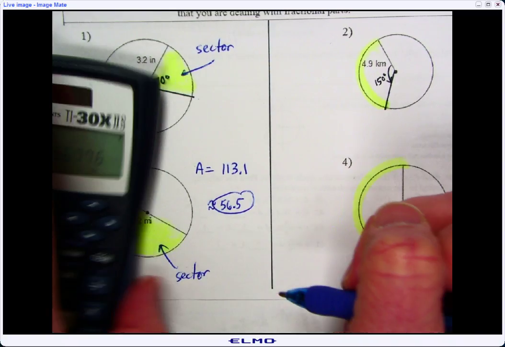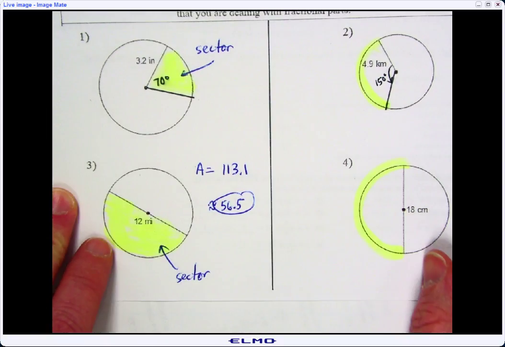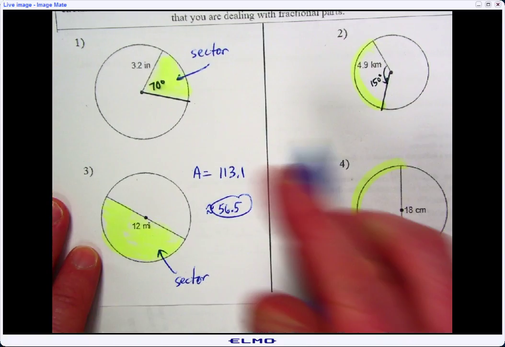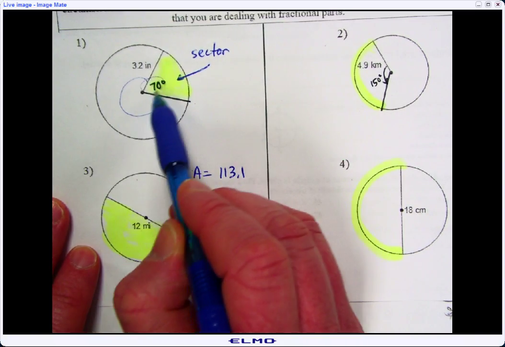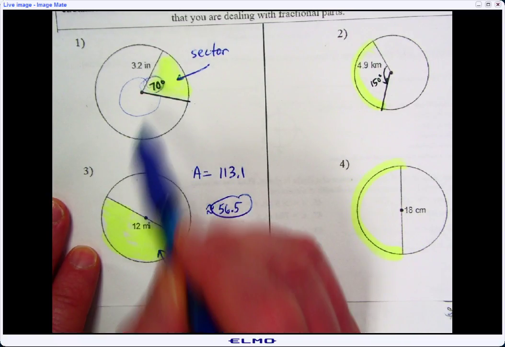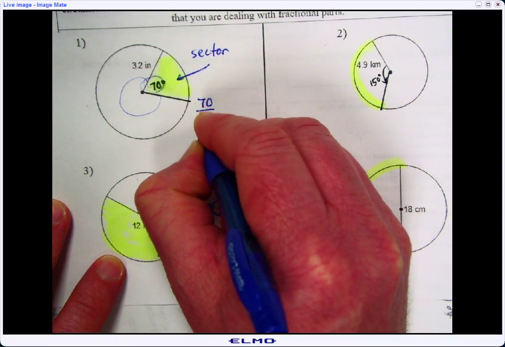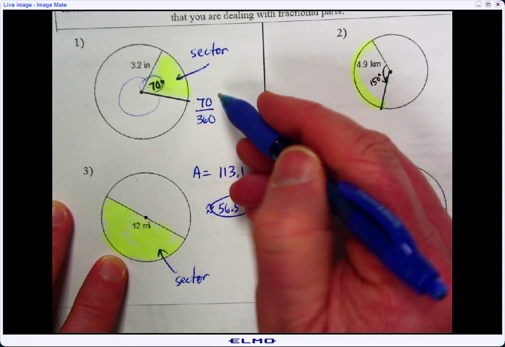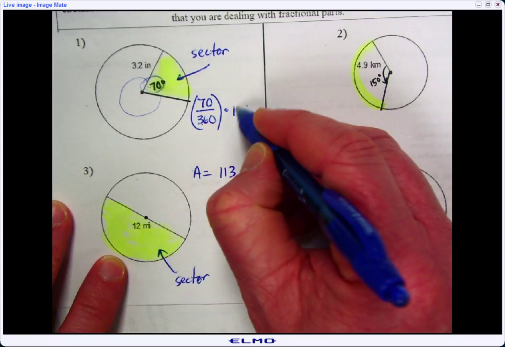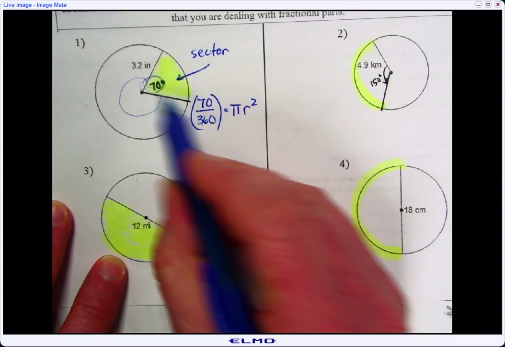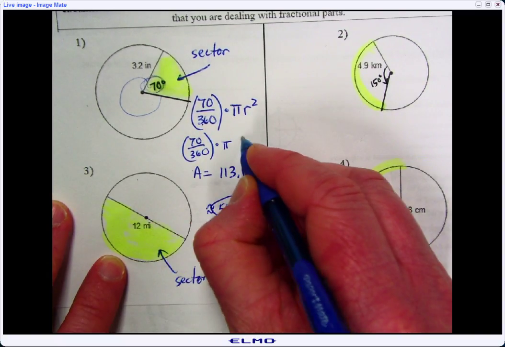Okay, what do we do though when it's not a nice fraction like a half or a fourth? Well, if you think about a circle, there are 360 degrees in a circle, and we need to know what fraction of our circle is our sector. And so 70 out of 360 is our fraction of our circle. And when we say of our circle, we're saying of the area of our circle. So for this problem, it would be 70 out of 360 times pi times 3.2 squared.